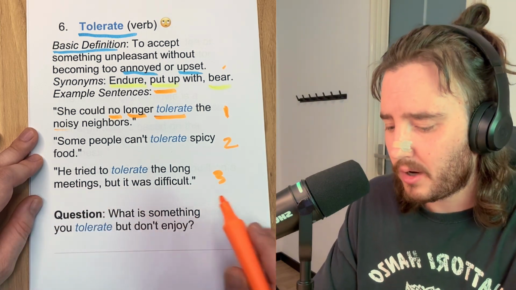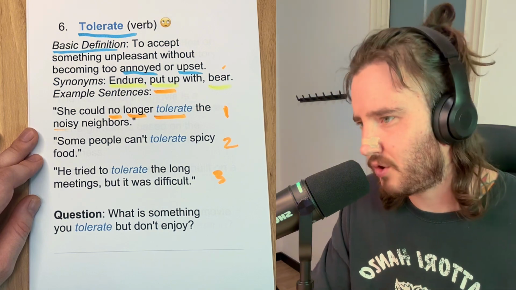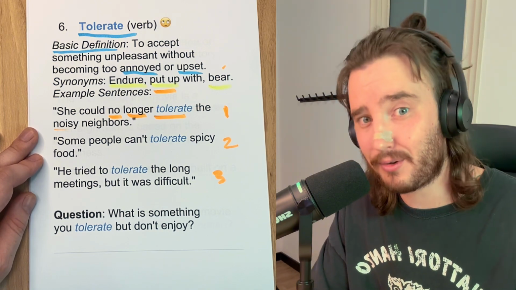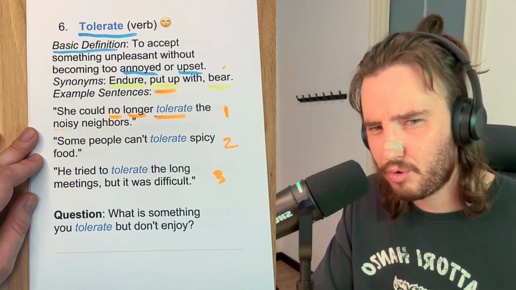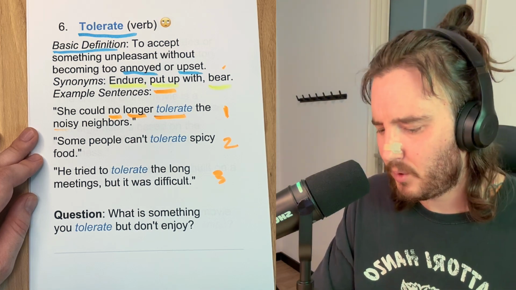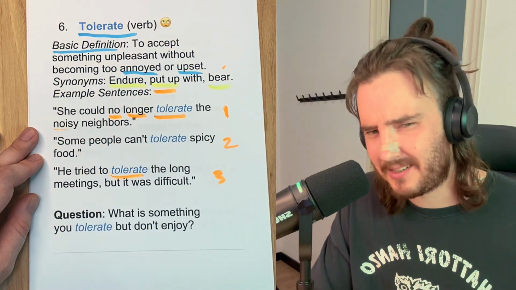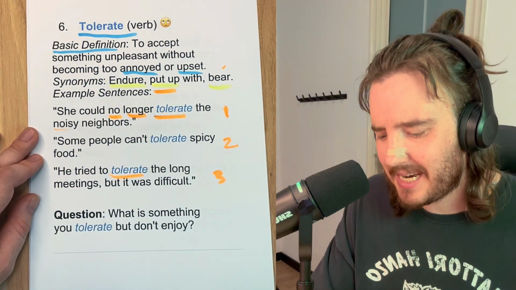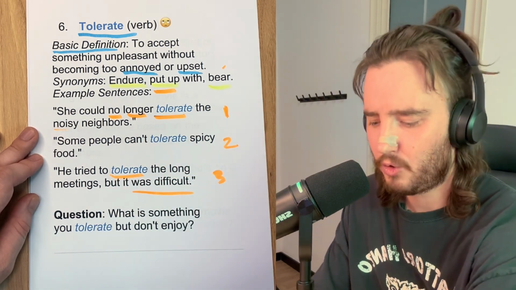He tried to tolerate the long meetings, but it was difficult. Maybe this is talking about those 2-hour meetings from earlier in this video. Remember, we were talking about 2-hour long meetings and how unbearable that would be. Well, he tried to put up with these meetings. He tried to tolerate them. He tried to endure these meetings, but in the end, it was too difficult. Maybe he even quit the job.